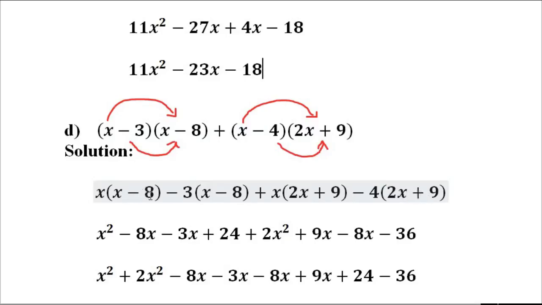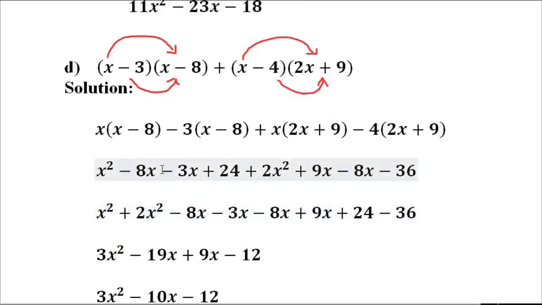Now to remove the parentheses, let's distribute the positive x to the positive x and to the negative 8, the negative 3 to the positive x and to the negative 8, the positive x to the positive 2x and to the positive 9, negative 4 to the positive 2x and to the positive 9.